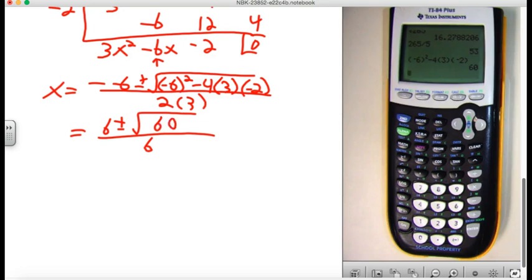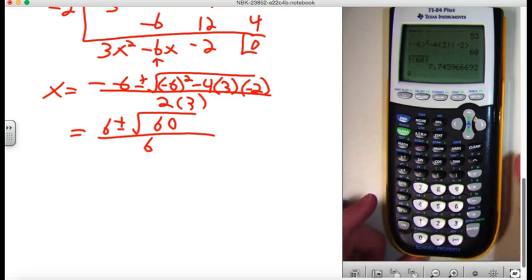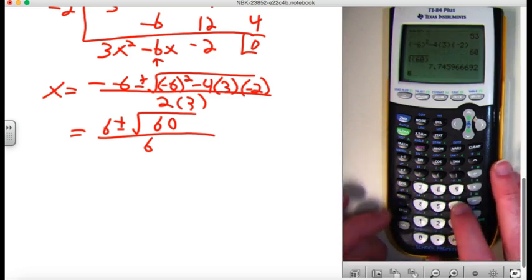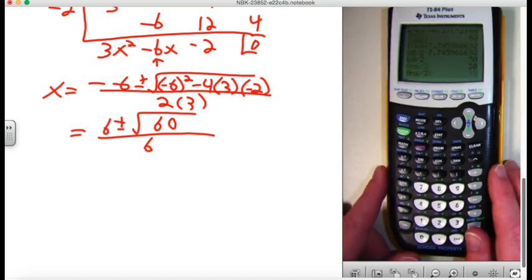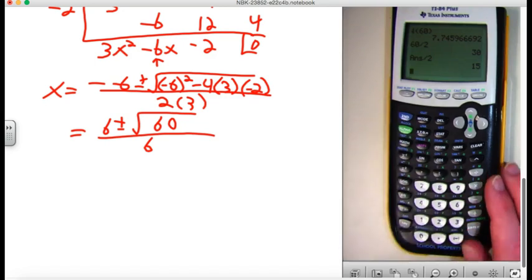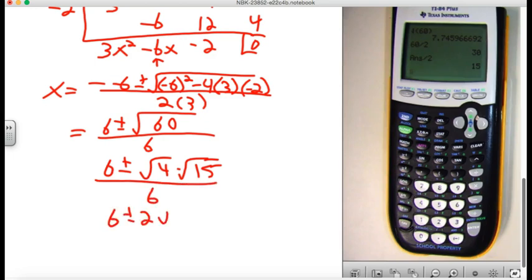Can we do the square root of 60? No, it's not a perfect square. It gives us a decimal. So we've got to figure out what will go into 60. So 60 divided by 2. Oh, well, that will divide by 2 again, right? So 2 times 2 is 4. So we can break that up into the square root of 4 times the square root of 15. 15, of course, won't break down anymore. So then we've got the square root of 4, which is really 2, times the square root of 15, all over 6.